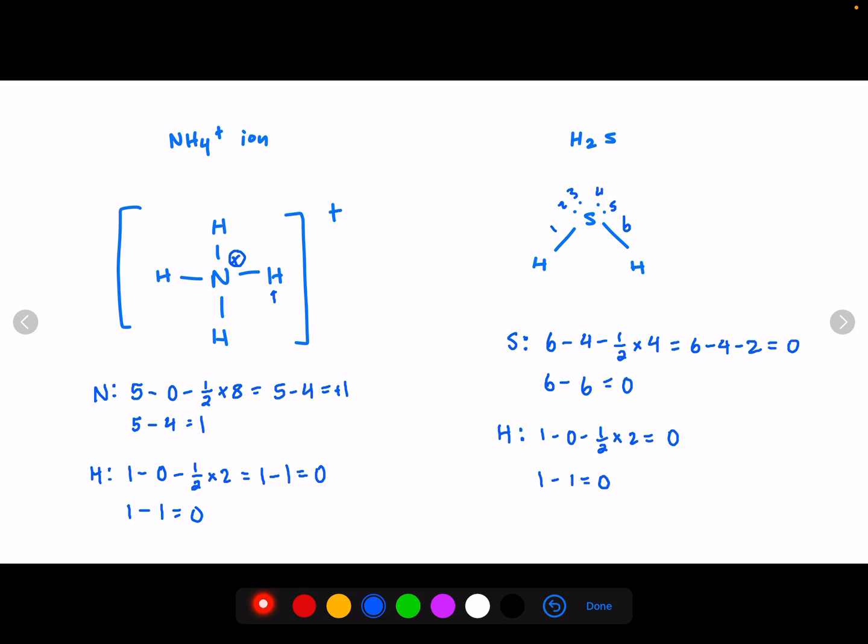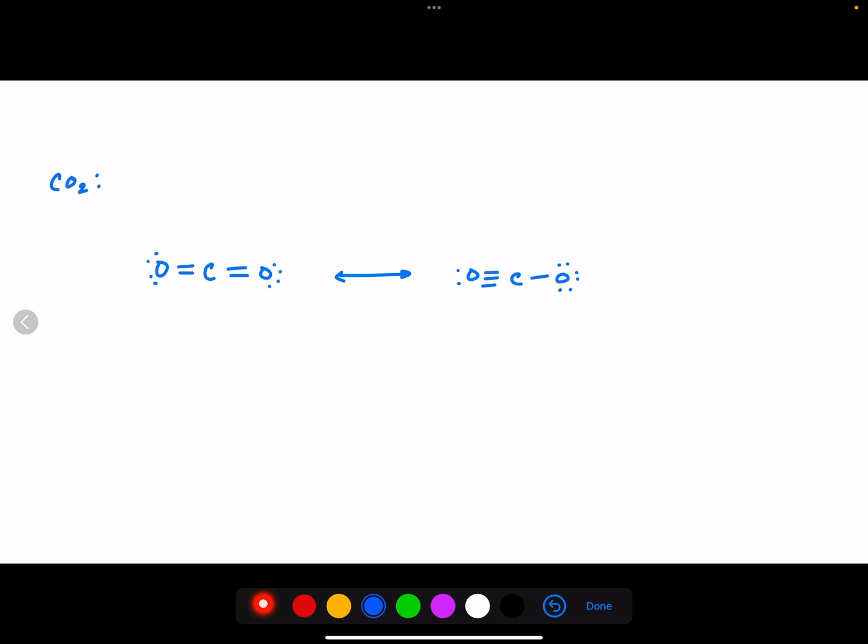Once again, the sum of the formal charges, there is no charge on this atom, and each of the atoms have a formal charge of 0. So that checks out as well. Now, I wanted to also go over an example that includes resonance. So these two structures are resonance structures for CO2 or carbon dioxide.